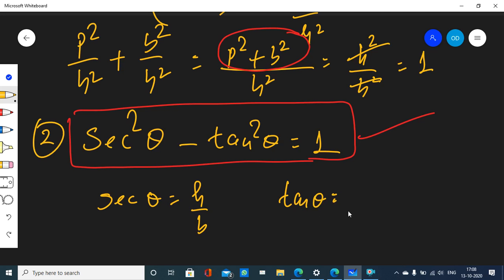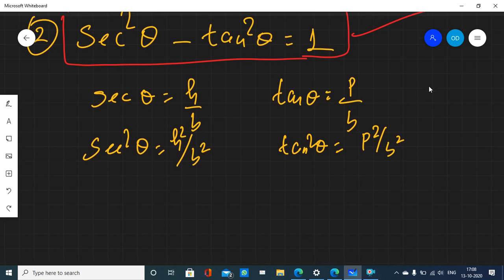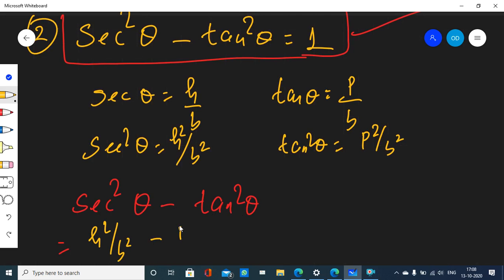And tan theta is p by b, right? So sec square theta will be h square by b square, and tan square theta will be p square by b square. Now if I find sec square theta minus tan square theta, it is h square by b square minus p square by b square. Taking the LCM b square, on the top it is h square minus p square.